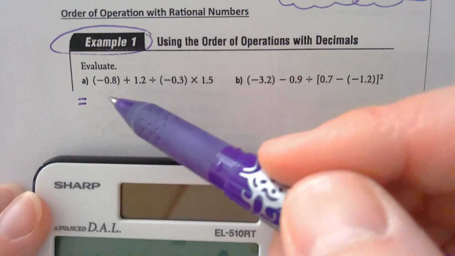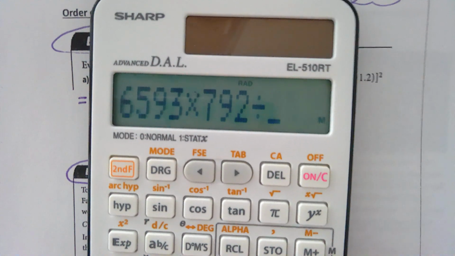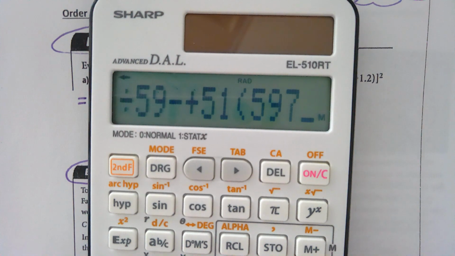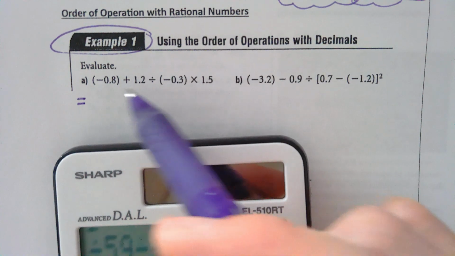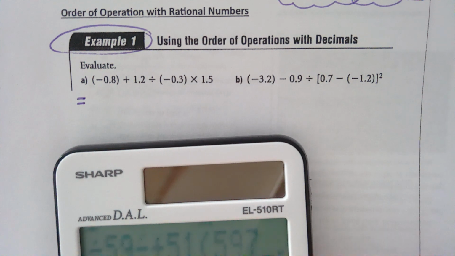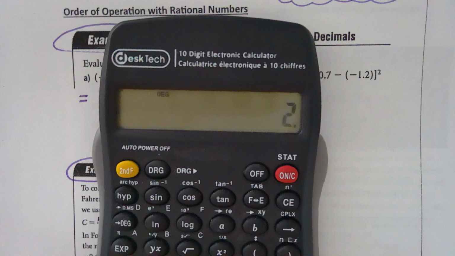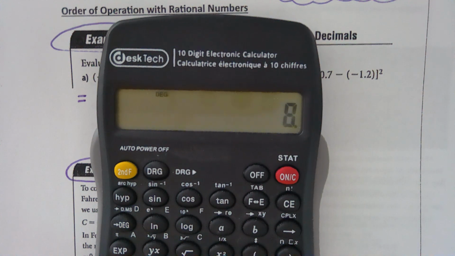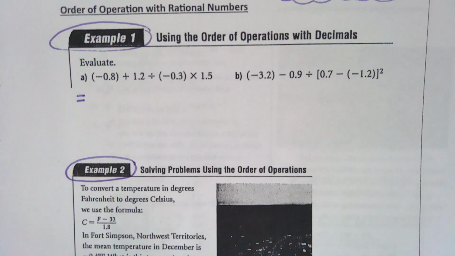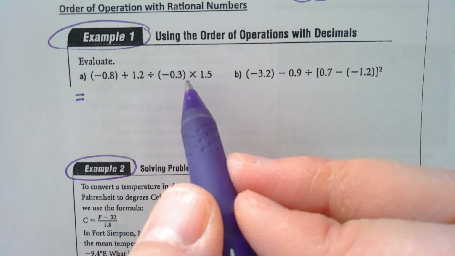Okay. If you have a calculator that shows you exactly what you're typing, you can simply type everything into your calculator, and your calculator will do BEDMAS for you. Okay. If you have one of these calculators where it doesn't show your times, divide, bracket, those things, then you need to do BEDMAS. Okay. So looking at this, should I do the dividing first or the times first?